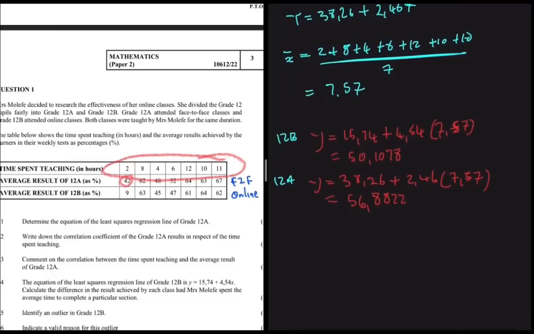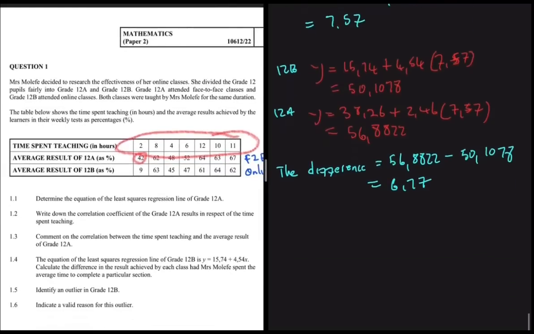So now we're looking for the difference. Let me write that in words. The difference is going to be equal to the highest minus the lowest. So that will be 56.8822 minus 50.1078, and the answer for that shall be 6.77. So that is the difference when the teacher spends the average time to complete a particular section.